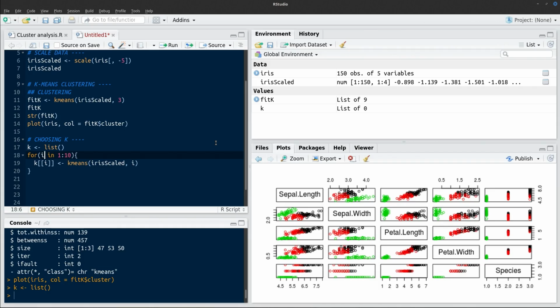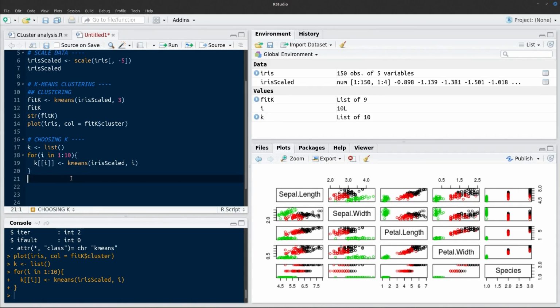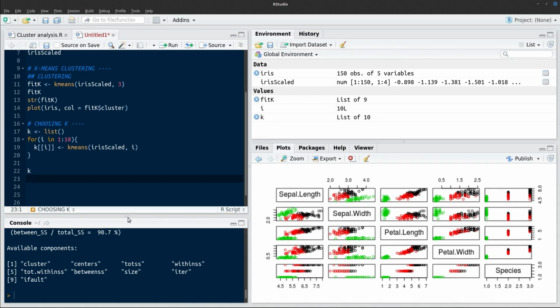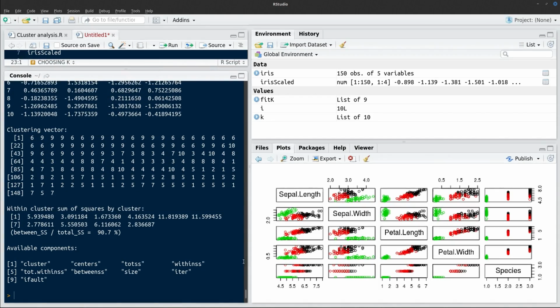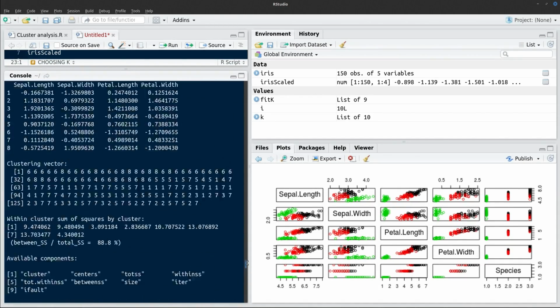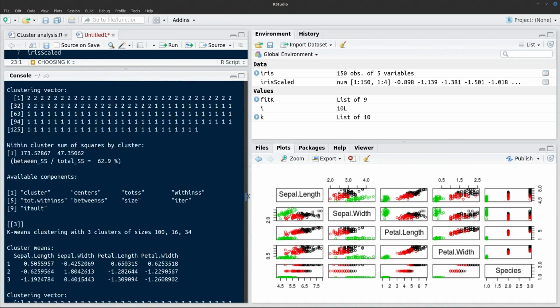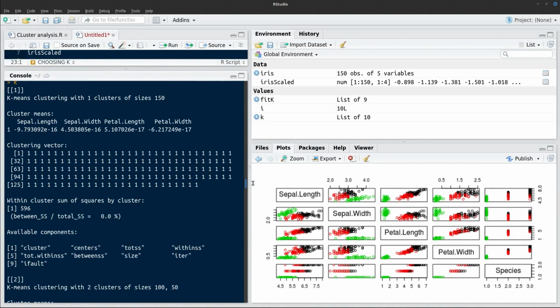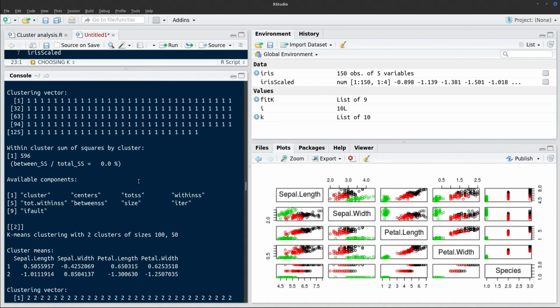And so if we run this and have a look at k, let's scroll up all the way to number 1 here. As we saw before, we get all the information from the Kmeans algorithm. So Kmeans clustering with 1 cluster, which is basically all of the observations. We can see that they're all a member of cluster 1, of course, so this isn't very useful.